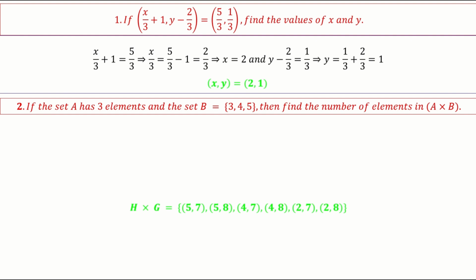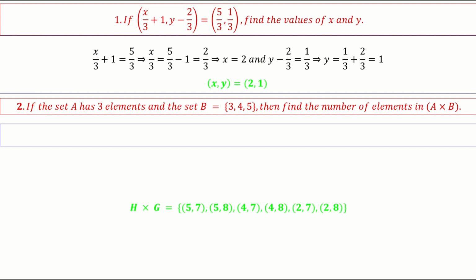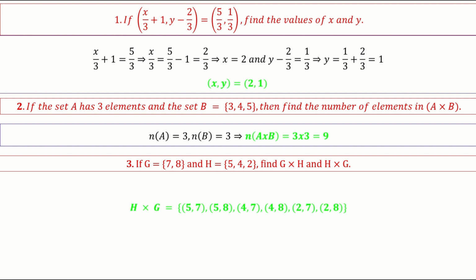Okay, then if A has three elements and set B is 3 comma 4 comma 5, then find the number of elements in A cross B. Okay, for A cross B, you don't need to know what the elements in the set are. You just need to know the number of elements. So this is the answer.